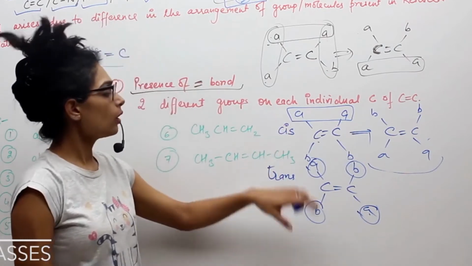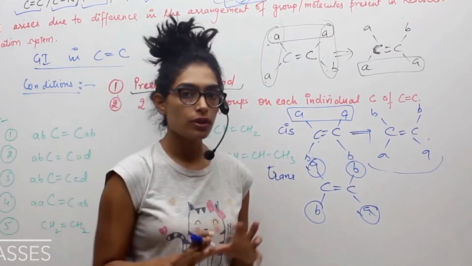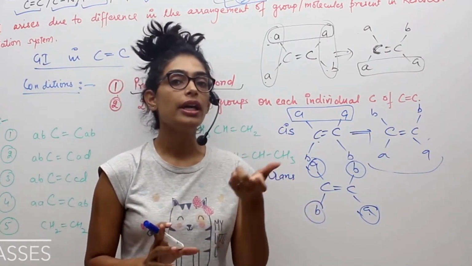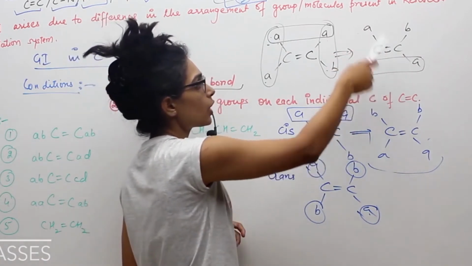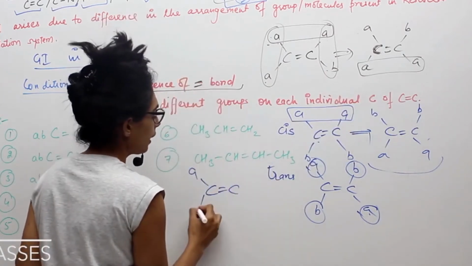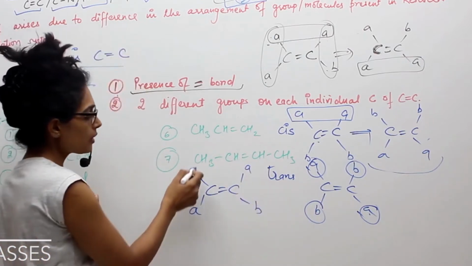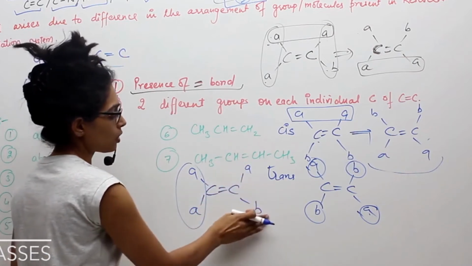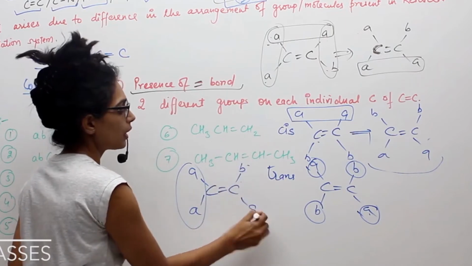Okay, so we are not getting into cis and trans by the way. I'm just telling you the exact picture of the system. You will be able to see the change only when you have different groups attached on the individual carbon. Then only you will be able to identify whether the group has changed its position or not. If it would be C double bond C, A and B, in this case these two groups are anyways the same, right? Now if the B and A's position is switched, it is still the same molecule.